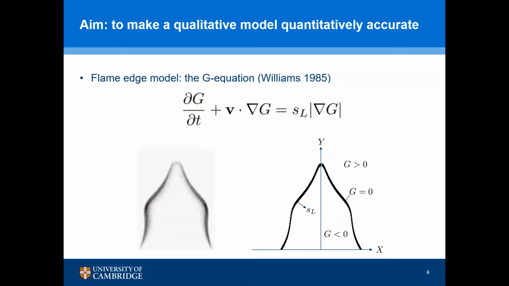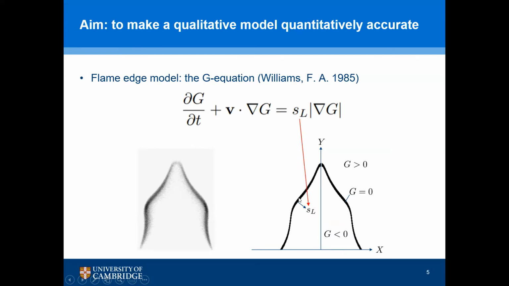Our flame edge model is called the G equation, introduced by Williams. It is a partial differential equation which describes the flame edge as a quantity G, or where G equals 0, where G is a scalar field, two-dimensional in our case, and it also has a time component. The flame edge is considered to be the G equals 0 contour of this field. Areas of negative G are the reactants, and areas of positive G are the products.